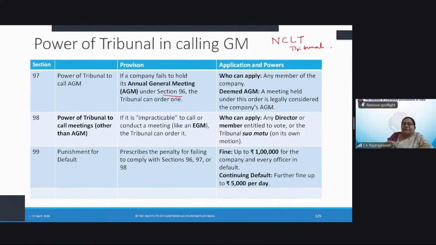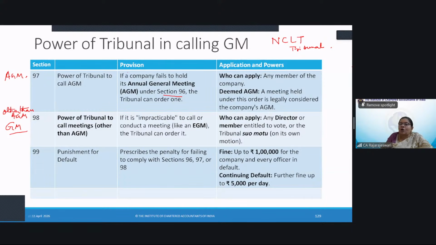Where it is impracticable to call a meeting other than AGM. See, 97 talks about AGM. 98 talks about other than AGM, that is, a general meeting. In case of a general meeting, if it is impracticable to call or conduct a meeting like an EGM, the tribunal can order it. So if it is not possible for the company to call a meeting, then a director or a member can apply.